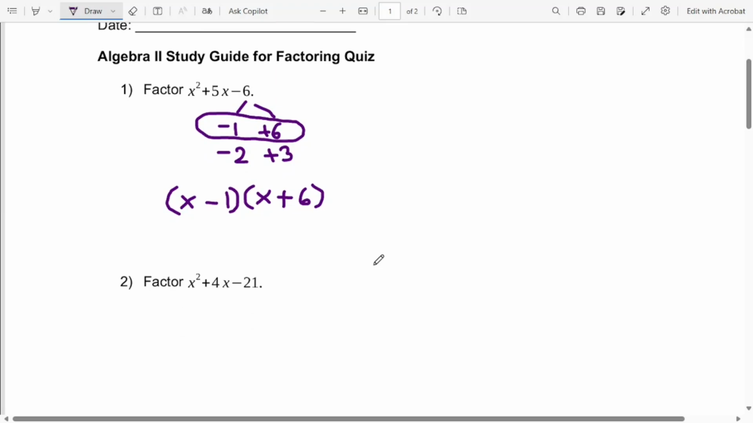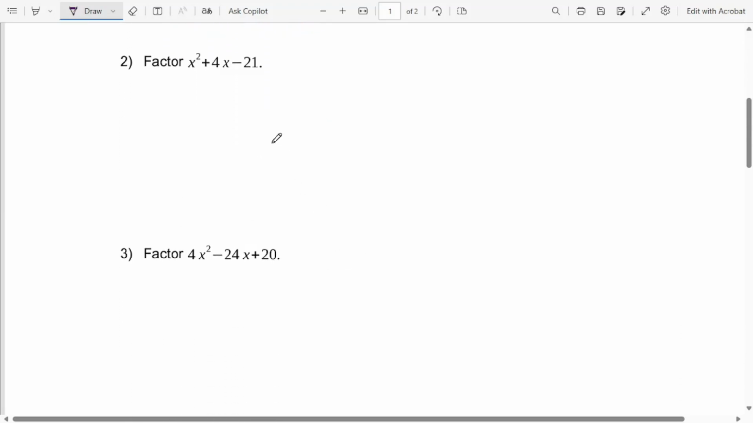Okay, let's look at the next one. This next one, we're going to factor x squared plus 4x minus 21. So this again is positive, this is negative. So the positive factor has to be further away from 0 than the negative factor. So let's list out the potential factors of negative 21 that meet that criteria. So we could do negative 1 times positive 21. We could do negative 3 times positive 7.